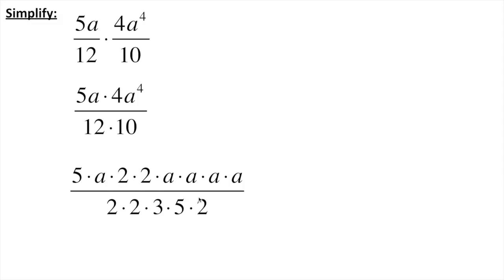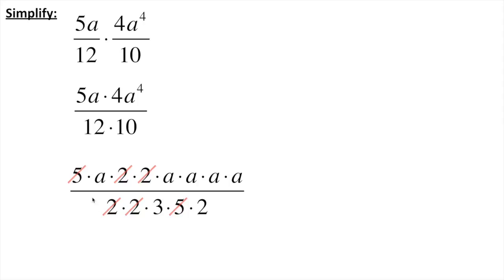Now I can look at this. These are all multiplications, so as long as I have one on the top and one on the bottom, I can cross these off. So I see that I have my 5 here, and I've got a 5 on bottom. I can cross those two off. I don't have any a's on the bottom, so I can't cross off any a's. I do have a 2 on top and bottom, so I can cross both of those off. I also have an additional 2 here on top and bottom that I can cross off.